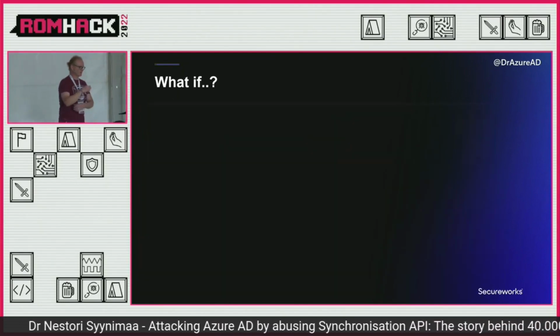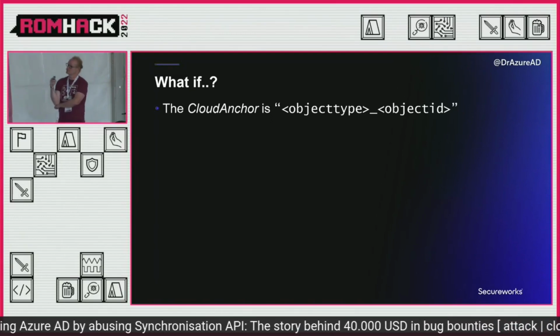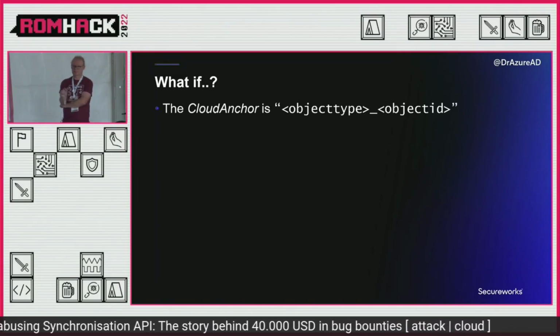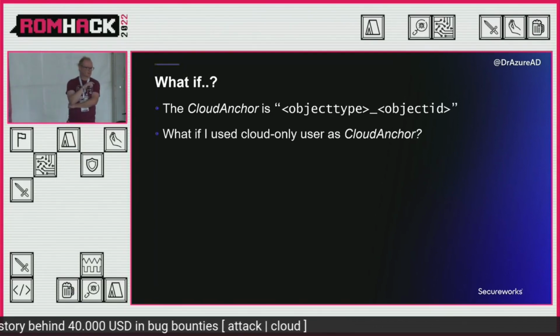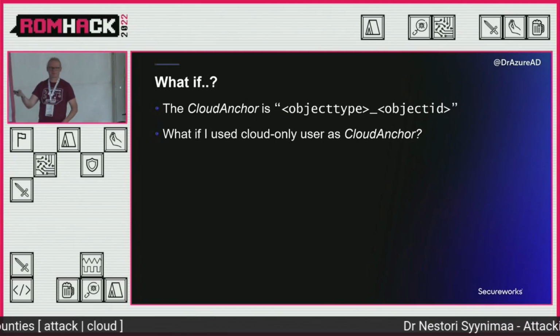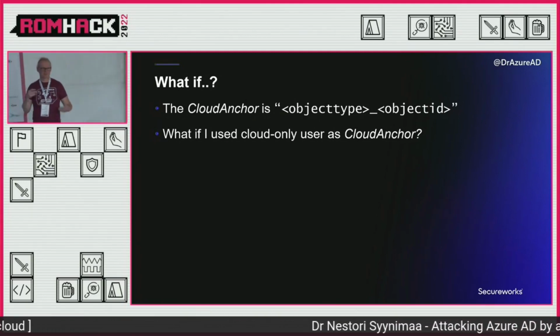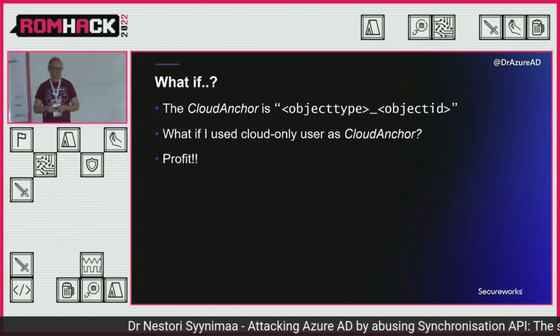So I was wondering, okay, the cloud anchor is like this. It's formed like object type underscore and then the object ID in Azure AD. Could I use that to also do the same stuff to cloud-only users, which are not synchronized? And yeah, I could do that.